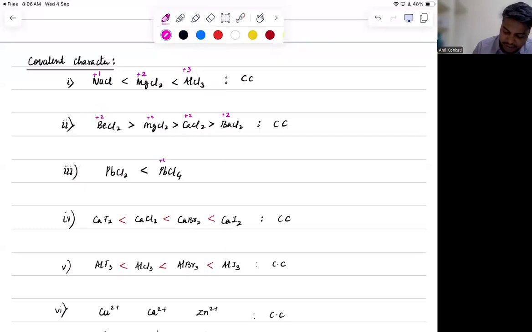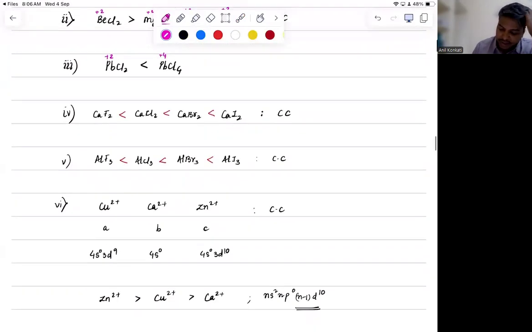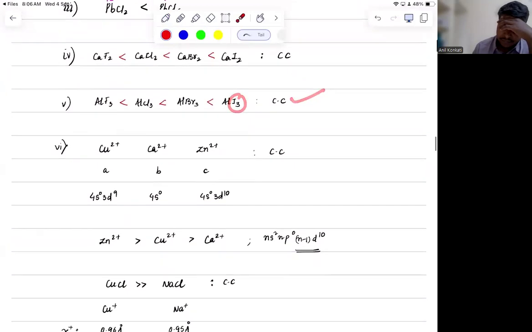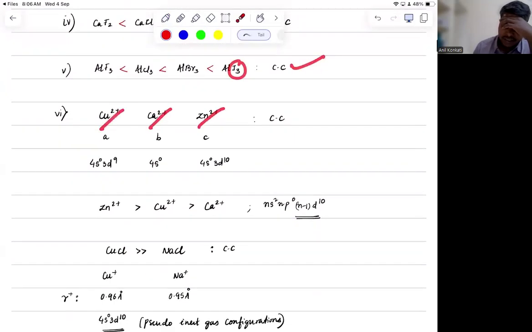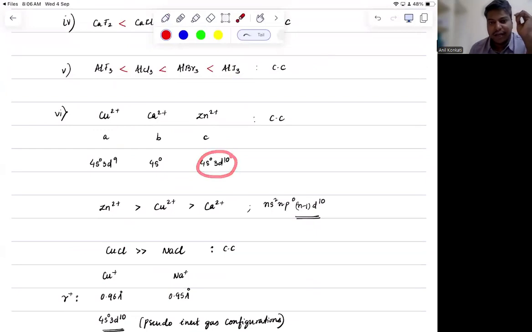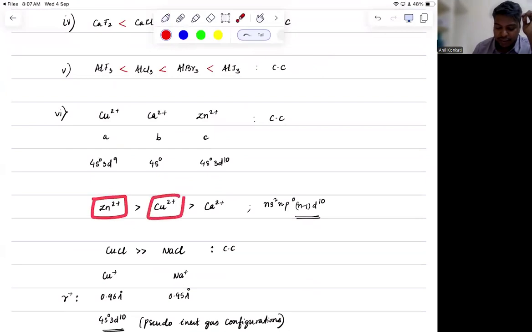Next, lead with +4 and +2, obviously +4 will have more covalent character. Again, here it is with respect to the anions. The bigger the anion, the more the covalent character. Same is the logic with this next case. Copper, calcium, and zinc. If you notice, anything which has d10 completed will have very high polarizing power. So Zn2+ will have high polarizing power, then Cu2+, then Ca2+.